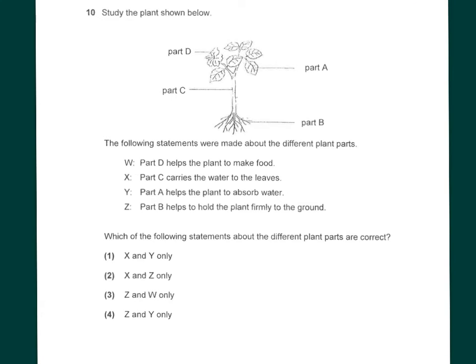Question 10. Study the plant shown below. Now the following statements were made about different plant parts. So there are 4 different parts here, A, B, C, and D. We should be able to identify and name them as well as to know what are their functions.